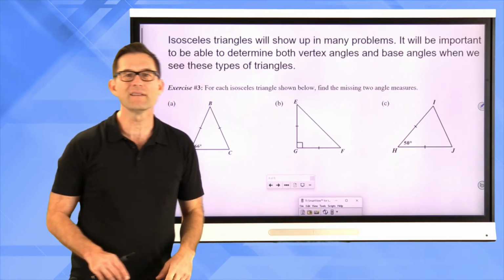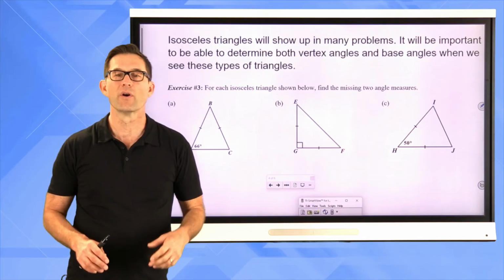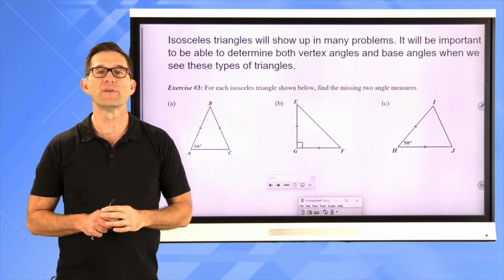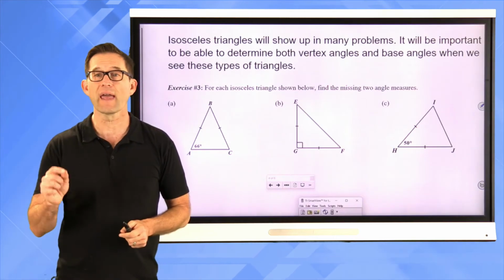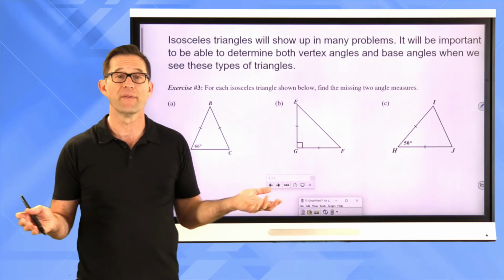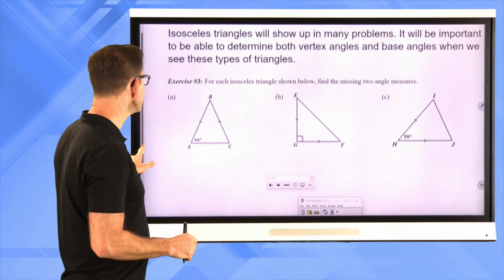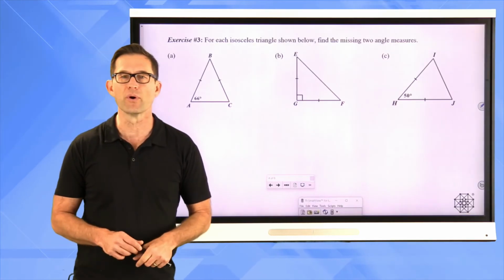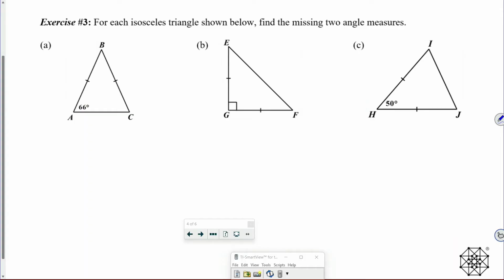Now, it is not unusual at all for an isosceles triangle to show up in a problem. It will be important to be able to determine both vertex angles and base angles when we see these types of triangles, because they're going to come up a lot in this course. So let's take a look at exercise number 6, where we just do some numerical work. It should be pretty easy. For each isosceles triangle shown below, find the missing two angle measures.